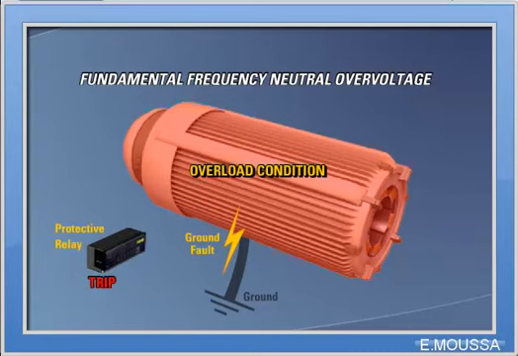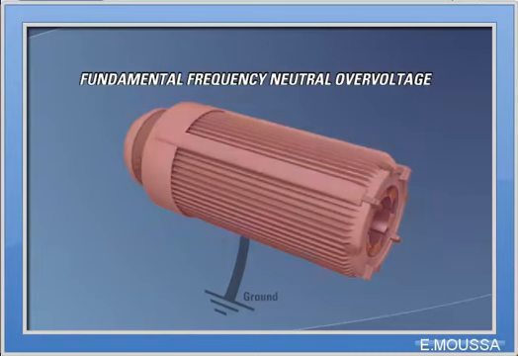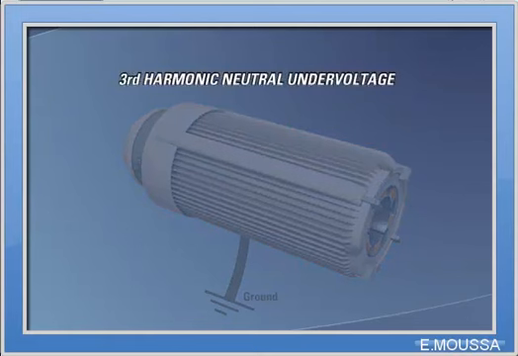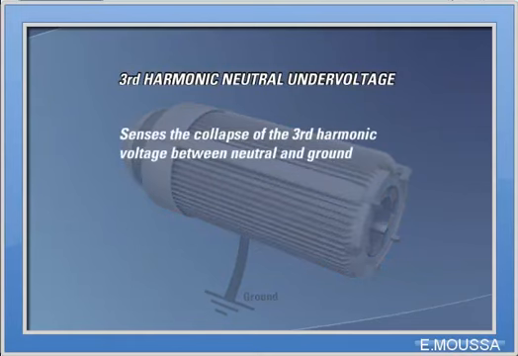To detect faults in the last 5% of the generator winding, the third harmonic neutral undervoltage element is used. The neutral undervoltage element senses the collapse of the third harmonic voltage between neutral and ground when a fault close to the generator's neutral occurs. The third harmonic undervoltage element also has, in most cases, two stages of operation, one for alarm and another for trip.